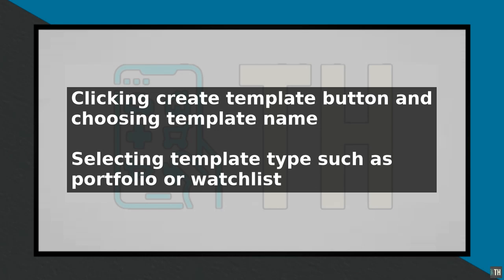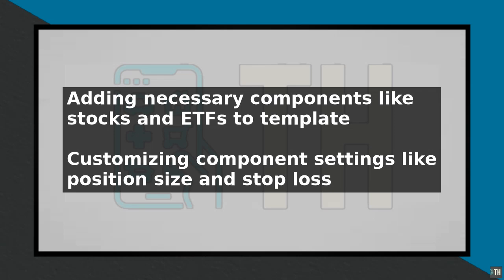As you add each component, you will be able to customize its settings, such as the position size and the stop loss. Once you have added all the necessary components, you can customize the layout and design of your template. This includes choosing the colors, fonts, and other visual elements that will be used to display your data. You can also add annotations and other notes to provide additional context and insights.